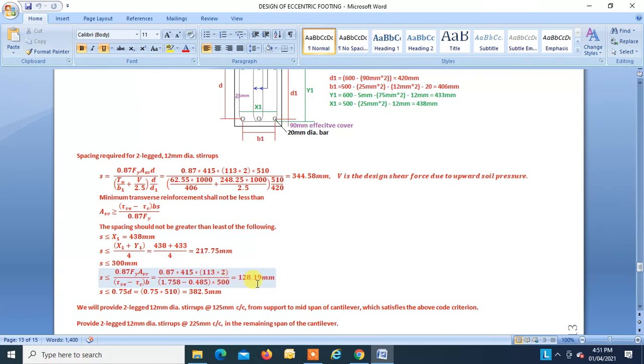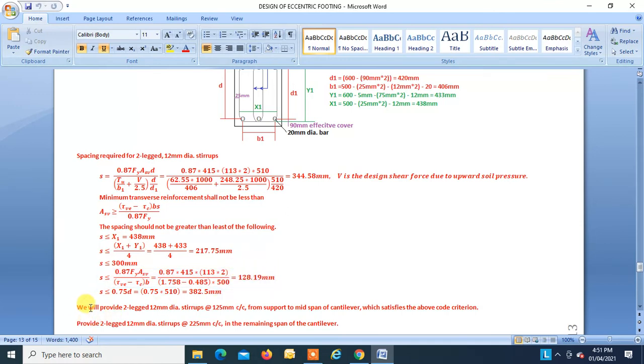This is 300. This is found to be 128.19. This is found to be 382.5. So list is 128.19. Sorry, 128.9. Okay, and our spacing is 344.5. Okay, which is greater than this.